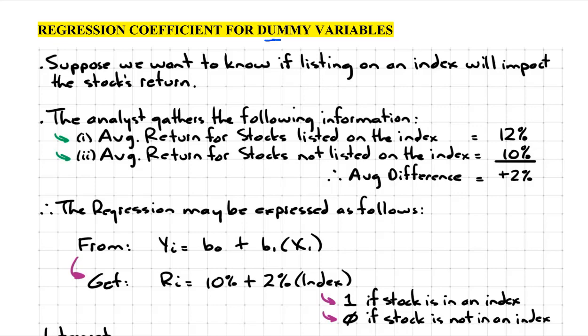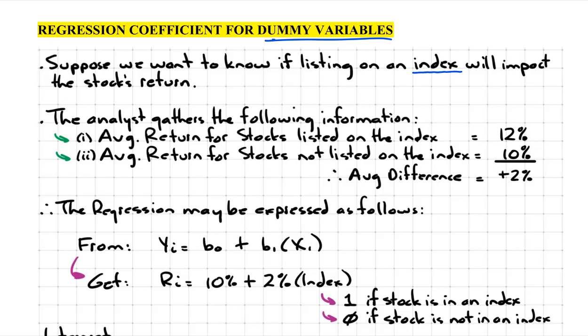Regression coefficients for dummy variables. Suppose we want to know if listing on an index will impact the stock's return. And I just want to pause there for a quick second. In this case, the stock is either listed or not listed on the index. In other words, there's no numeric value.